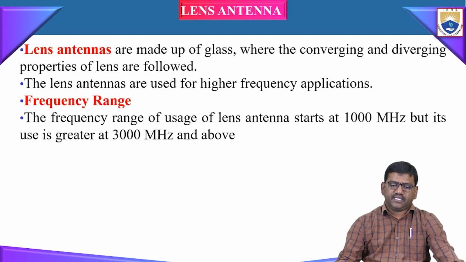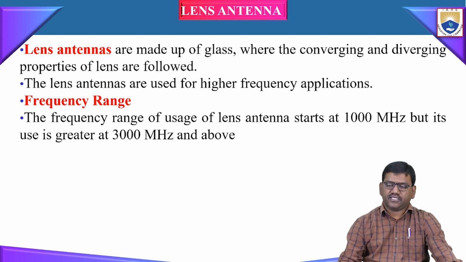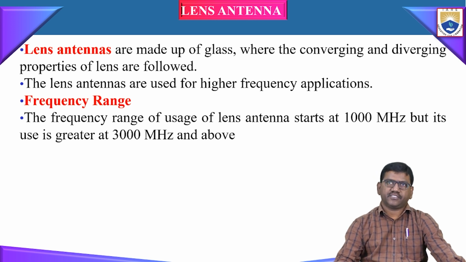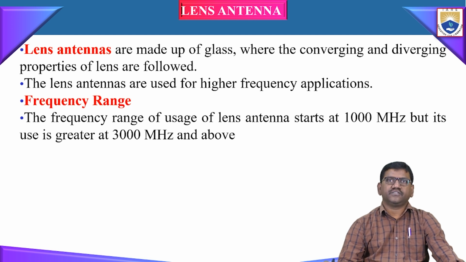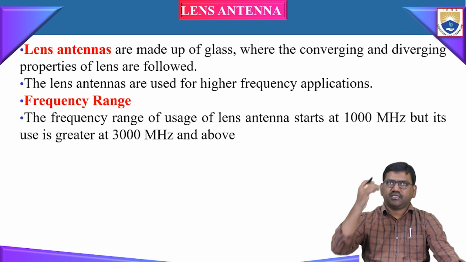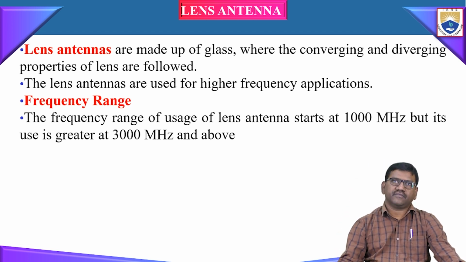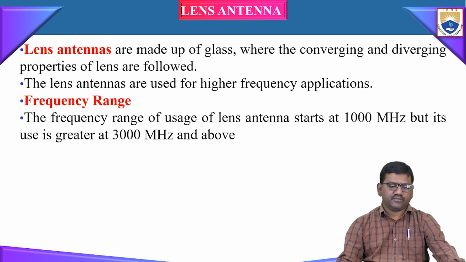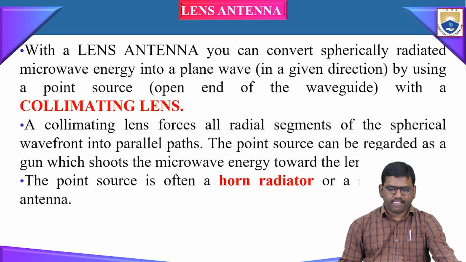Now the next one is the lens antenna. These are antennas made of glass, where the converging and diverging properties of a lens are followed. Lens antennas are designed with a lens, hence refraction takes place. For this lens antenna also there will be one focal point, and on this focal point we place the primary antenna. From the primary antenna all the rays fall on the lens, refraction takes place, and parallel rays are produced after refraction from the lens. The frequency of operation is about 3000 megahertz.